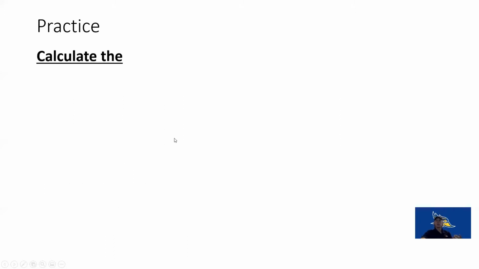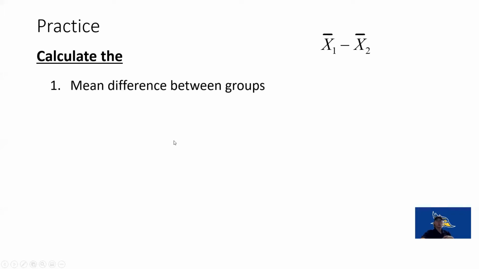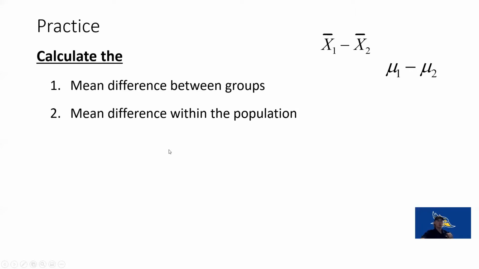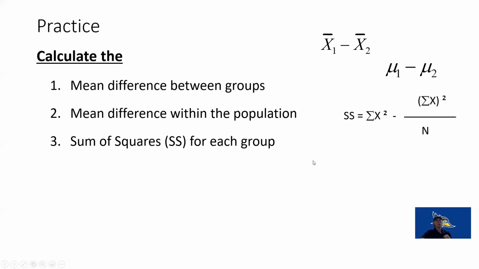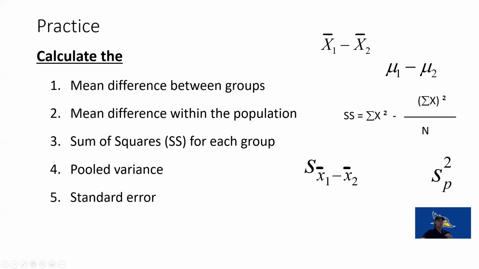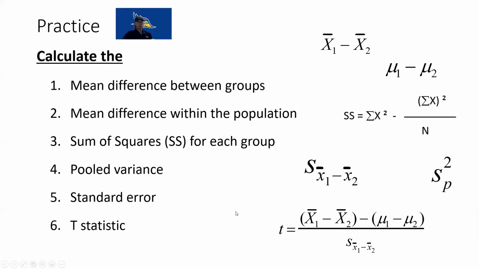Okay, so now you'll practice. So what you need to do is calculate the mean difference between groups, the mean difference within the population, the sum of squares for each group, the pooled variance, the standard error, and the t-statistic. Okay, so these 6 values. You'll have to calculate the mean first. Remember, you have to calculate the mean first before calculating the mean difference. Find the mean difference within the population. Hint, hint, we just went over how to find that earlier on.